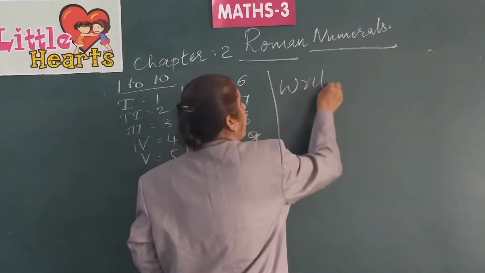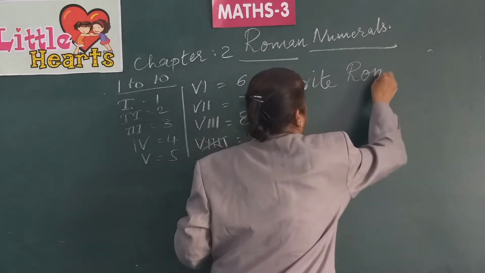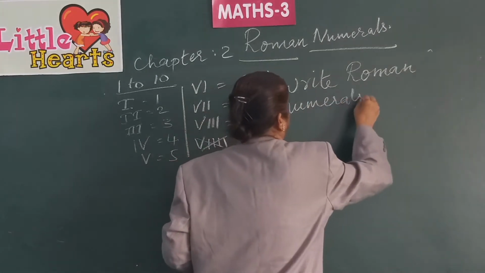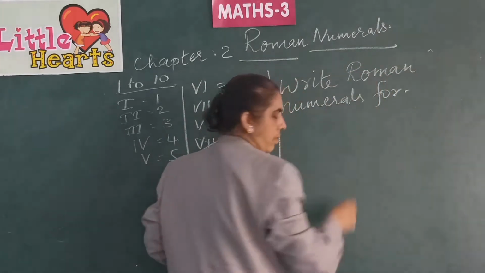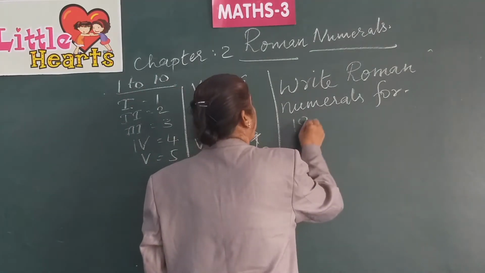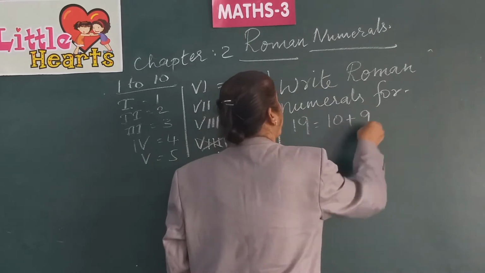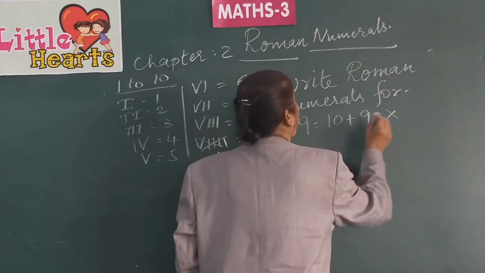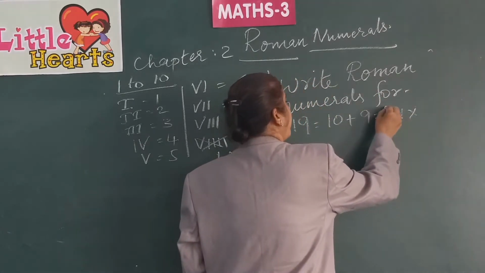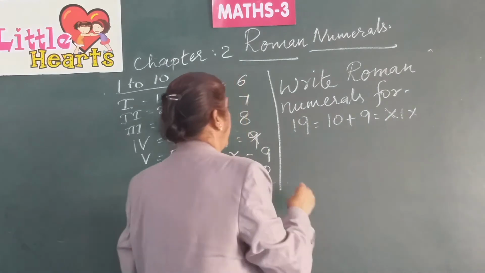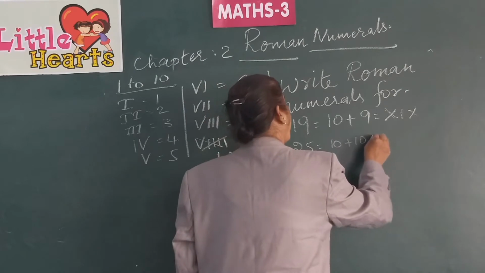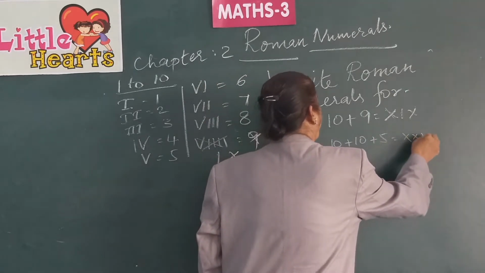Write Roman numerals for 19. That is 10 plus 9. 10 is X, 9 is IX. 10 plus 9, that is 19. Next, 25. 10 plus 10 plus 5, that is XXV.